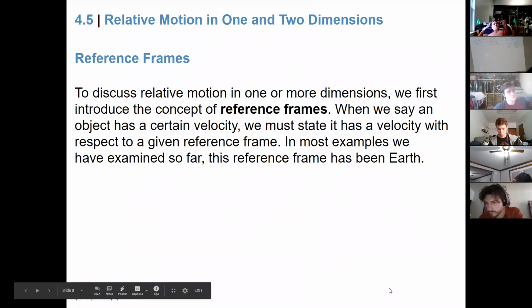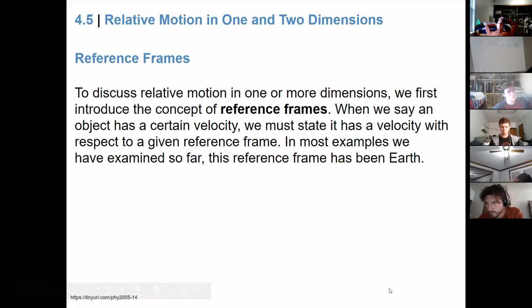All right, so that's section 4.4, circular motion: one topic on uniform circular motion, and another on non-uniform circular motion. Let's check the last section of this chapter, on relative motion in 1 and 2 dimensions. We'll focus on the 2-dimensional case here.